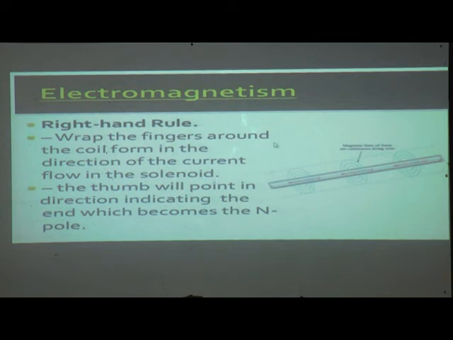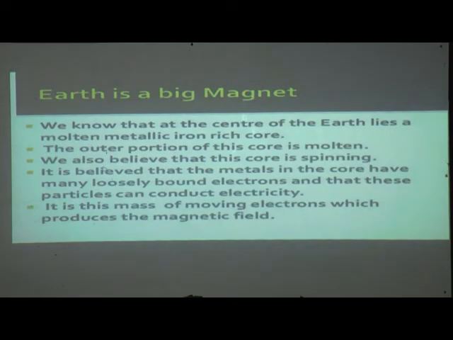So don't do this activity at your home. This is only for your information how we can get electromagnetism. For this purpose only I am telling you this activity. Okay, I am going to read it to you, but don't do this activity at your home at all. So the thumb will point in the direction indicating the end which becomes the north pole. Okay, so read this activity. Whatever activities are given in your textbook, only you have to read them, but don't perform them at your home. Okay, so it will be harmful, it will be dangerous to you.